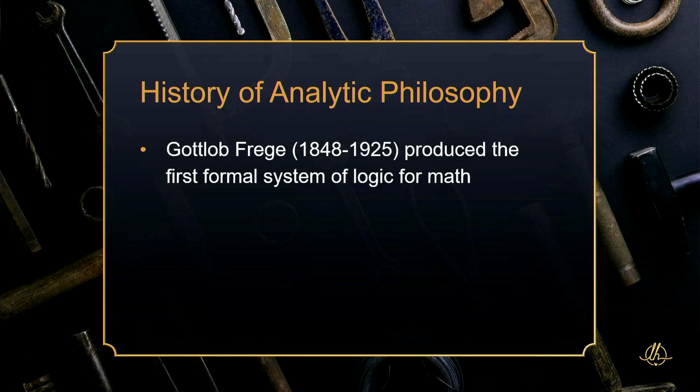Let's do a little history of analytic philosophy, starting in the 1800s. 1879, Gottlob Frege produced the first formal system of logic for math. Now, before Frege, of course, Aristotle, hundreds of years before Christ, had developed syllogistic logic that I was showing you, like two premises and a conclusion. That's old. That's super old. That's Greek philosophy. Classic example, all men are mortal. Socrates is a man, therefore Socrates is mortal. Like that kind of reasoning already existed.